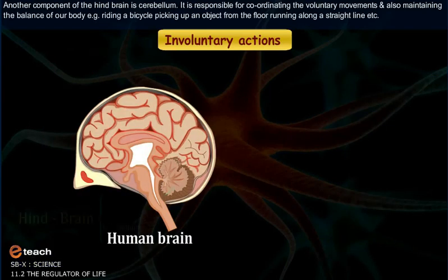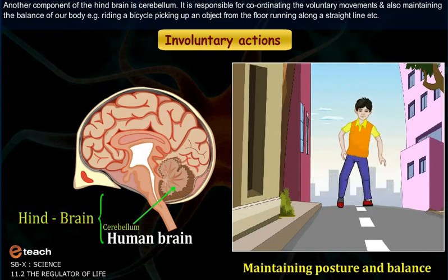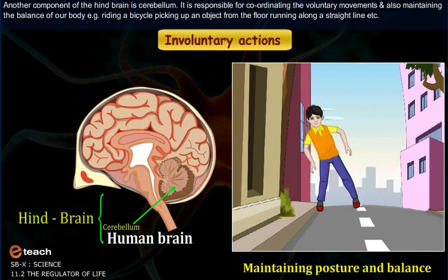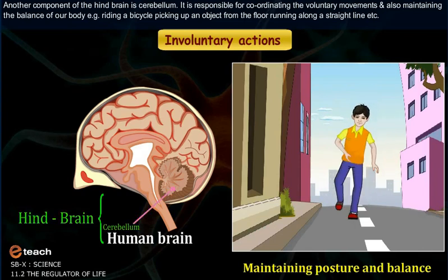Another component of the hindbrain is the cerebellum. It is responsible for coordinating the voluntary movement and also maintaining the balance of our body. For example, riding a bicycle, picking up an object from the floor, running along a straight line, etc.